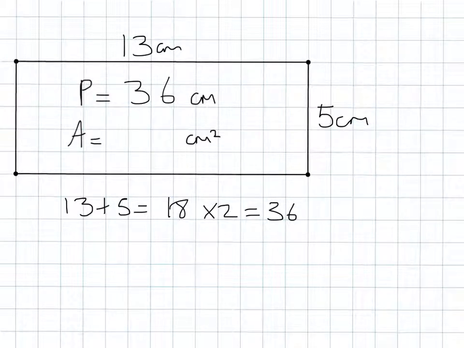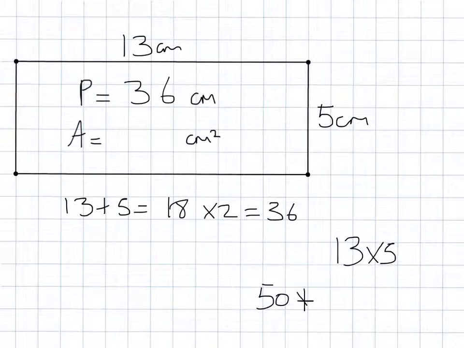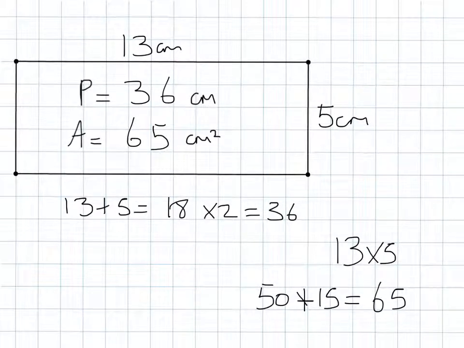Now for the area, and we'll need to multiply the 13 by 5. So 5 times 10 is 50, and 5 times 3 is 15. Now if I add the two together, I'll then have 13 multiplied by 5, and that is 65. So the area is 65 squared centimetres, or centimetres squared.